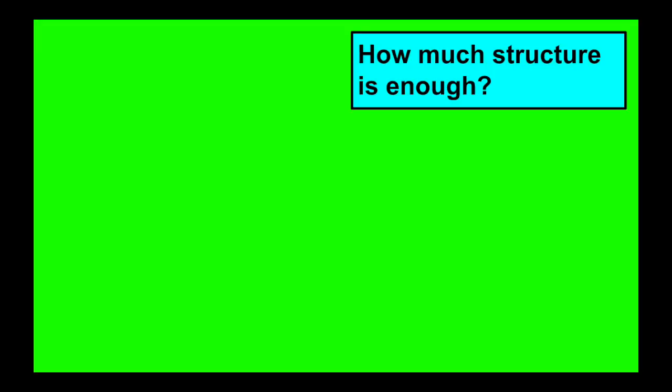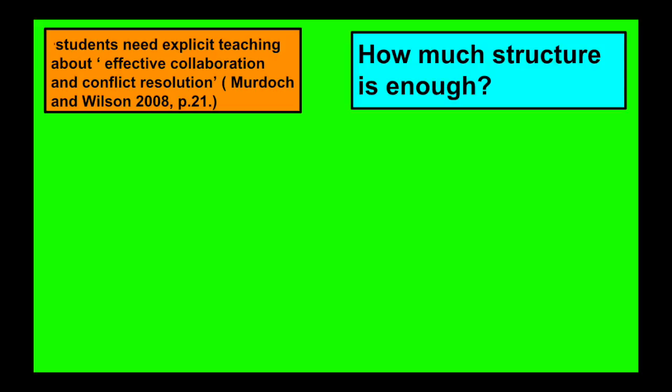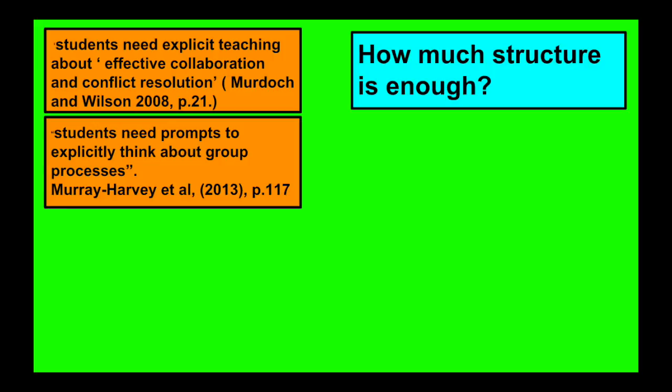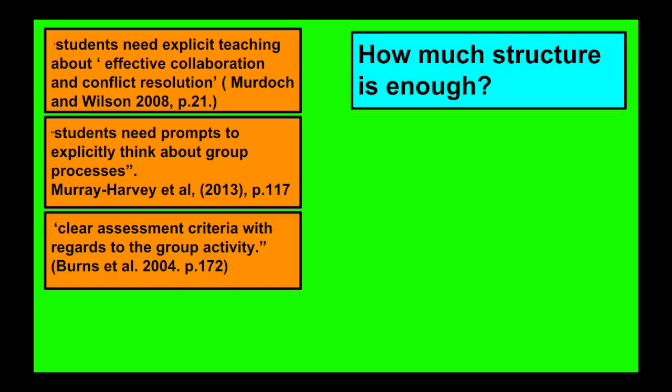Further reading helped me to find mixed messages on how much structure is enough. Murdoch and Wilson state that students need explicit teaching about effective collaboration and conflict resolution. Murray Harvey et al. suggest the same by saying that students need prompts to explicitly think about group processes. Burns et al. also suggested the use of clear assessment criteria with regards to the group activity. Now, we use assessment criteria all the time, but I didn't use it for this task as I deliberately tried to be less structured.